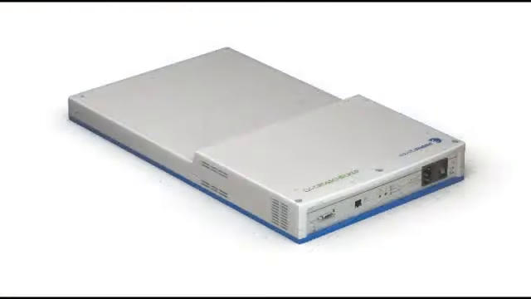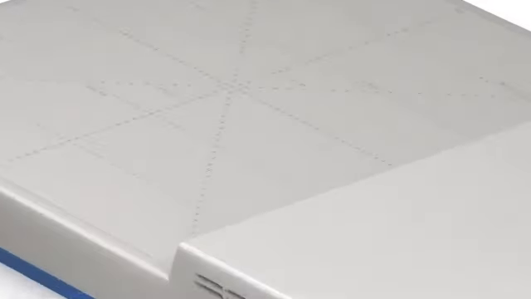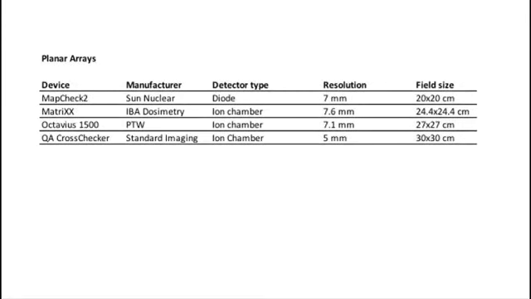Here's another one from a different company, and these are again ionization chambers, but the distance between them is 5 millimeters. So they come in a variety of forms, and here's a table just listed alphabetically showing some of the available options for the planar, the flat arrays.